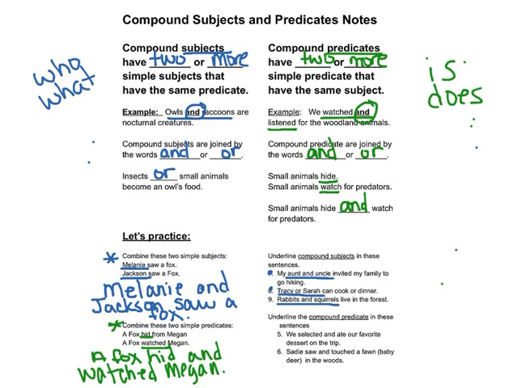Since y'all are so good at this, let's try it with compound predicates as well. The next one says, we selected and ate our favorite desserts on the trip. And remember, predicates are what is happening and what does happen. So they are, very good, selected and ate. Let's try the last one. Sadie saw and touched a fawn in the woods. And a fawn is a baby deer. Y'all are so great. It is saw and touched. That is what we are doing in this sentence.